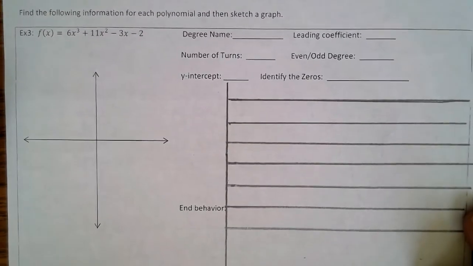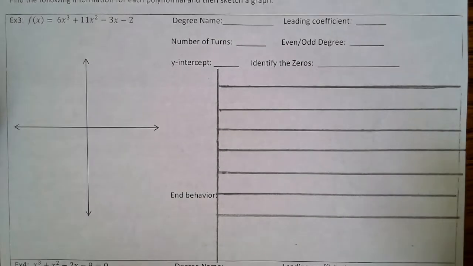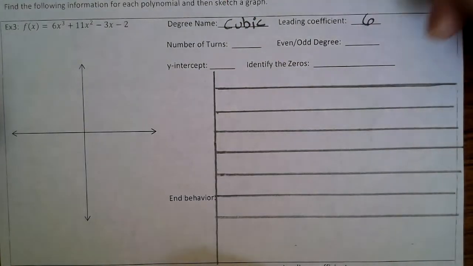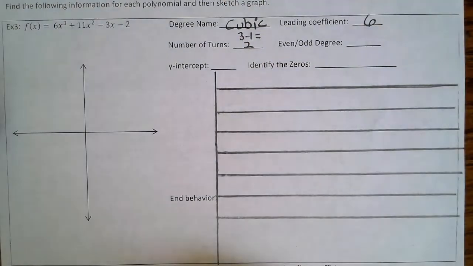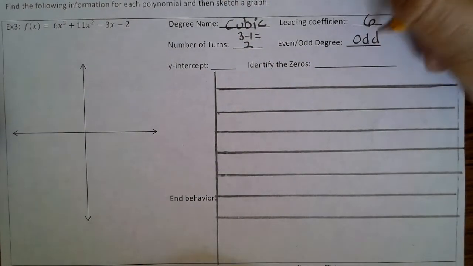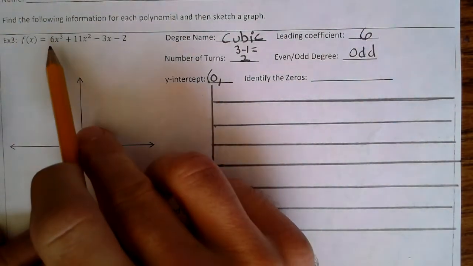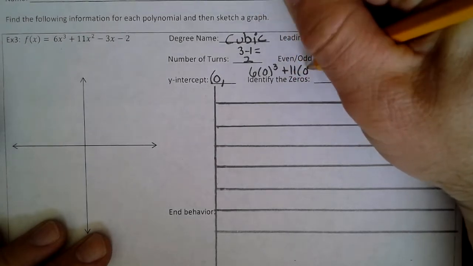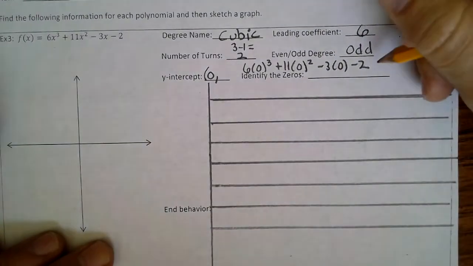So the degree name is cubic. Leading coefficient is 6. Number of turns is 3 minus 1, which equals 2. It's an odd degree. The y-intercept is 0. Now, to find that, we're going to substitute 0 in for the x, so that's 6 times 0 cubed plus 11 times 0 squared minus 3 times 0 minus 2, which equals negative 2. So there's your negative 2.